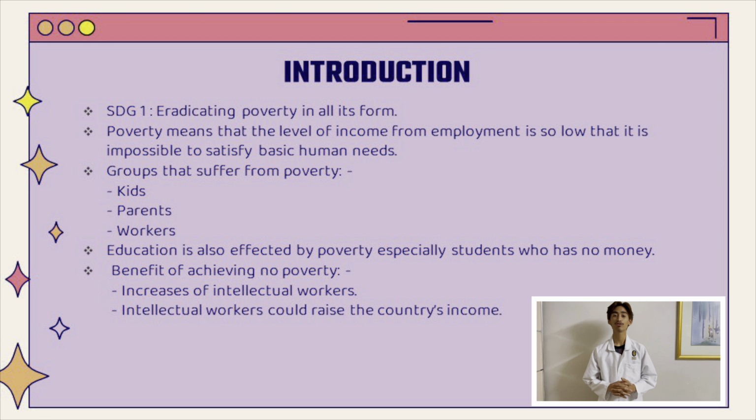Now, we are going to talk about SDG 1. What is SDG 1? SDG 1 is defined as eradicating poverty in all its forms. Poverty means the level of income or employment is so low that it cannot satisfy basic human needs.